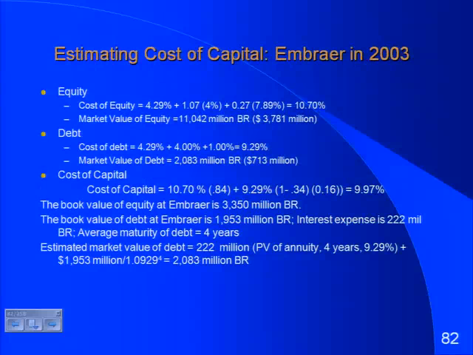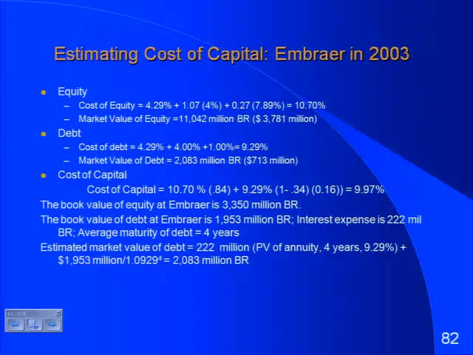4% used to be the mature market premium in the old days when I was less cynical about risk premiums, and I used the average implied premium over the last 45 years. So that's a 4%. 0.27, remember where that came from? That's a lambda that we got by regressing Embraer returns against the C-bond.